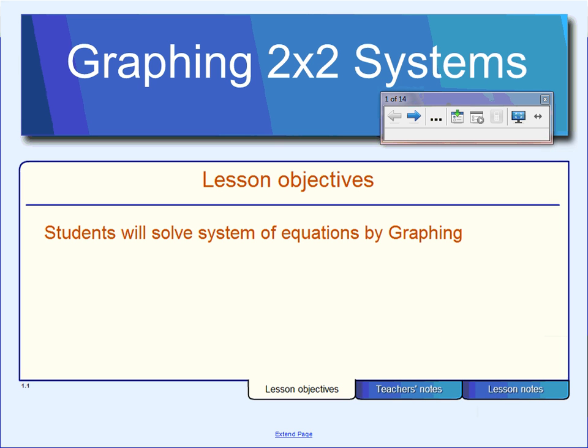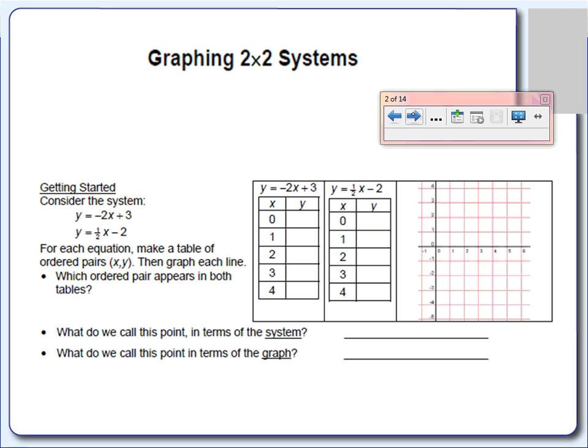Graphing 2x2 systems. What you guys are going to be working on today is solving systems of equations using the graphing method. This is a method that you guys should be familiar with. You talked about it back in Algebra 1. It's just a review of what you did in that class. The first thing you'll notice is that we have two equations, and those two equations have the same variables, x and y. This is why we call it a 2x2 system.